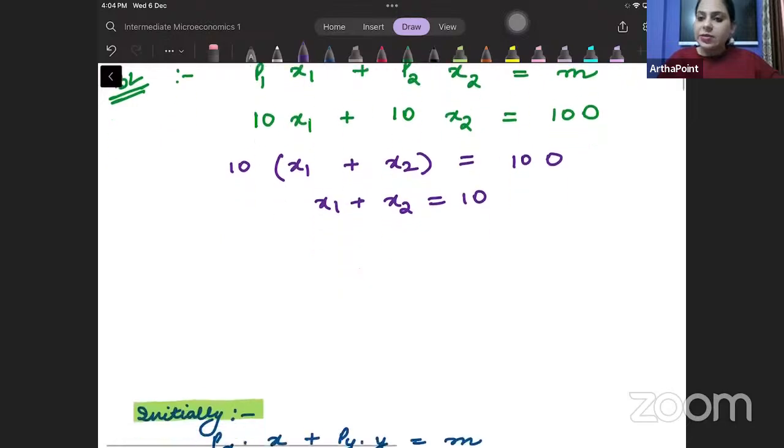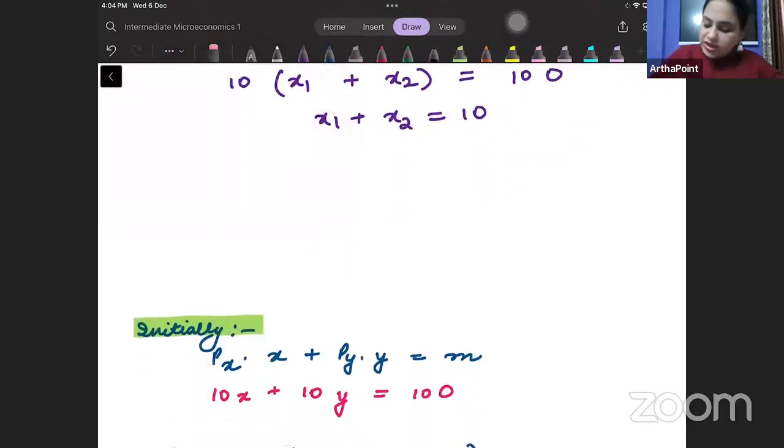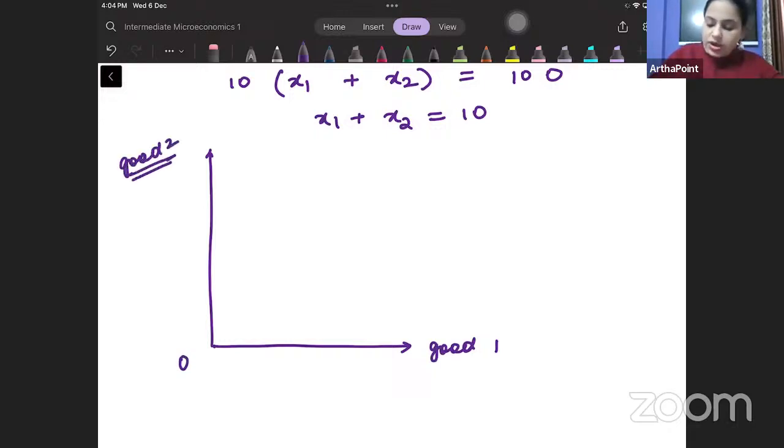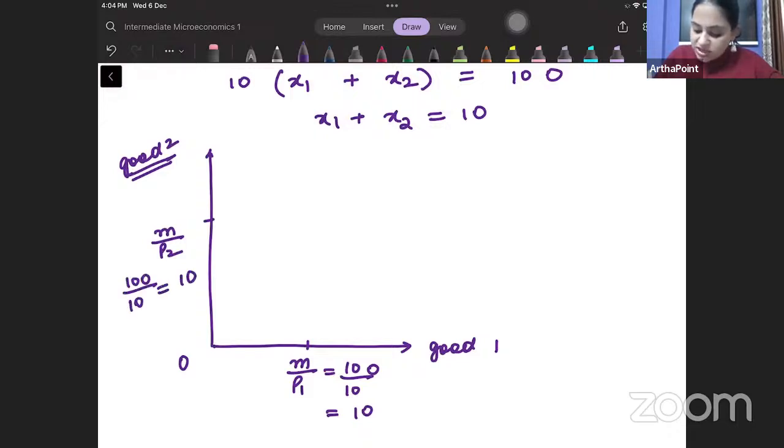बेटा अगर मुझे इसको डायग्रामेटिकली प्लॉट करना है, if I want to plot this diagrammatically, then all of us know that the diagrammatic presentation of budget line, here I will take good 1, बेटा here I will take good 2. हाँ बेटा, x एक्सिस का जो पॉइंट होता है that is m by p1. तो इनकम इज 100, प्राइस ऑफ गुड 1 इज 10, so 10. y एक्सिस पॉइंट is m by p2. हाँ बेटा, इनकम इज 100, प्राइस ऑफ गुड 2 is 10, so 10. If I will join these points, na beta, I will get my budget line. So my budget line is this.